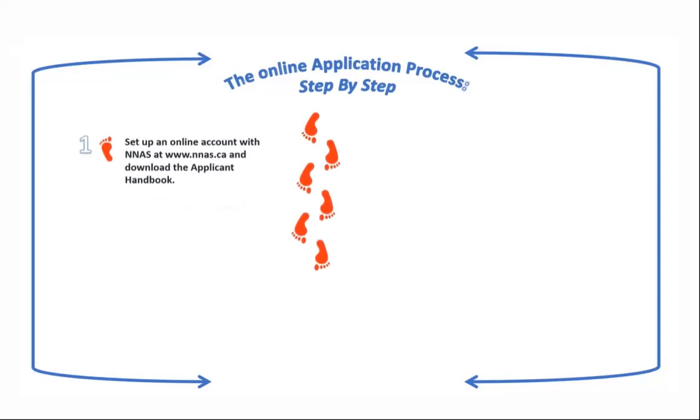The applicant handbook's incredibly important because it's going to give you the details you need to know to actually complete the process through this journey. Step two, you're going to create your profile on the NNAS website. You'll be entering your biographic information and your contact information, and that's going to be the basis for your online account.